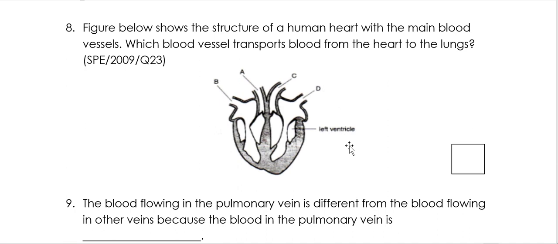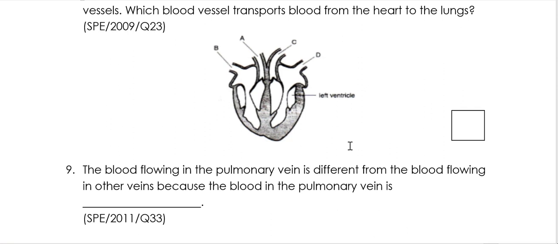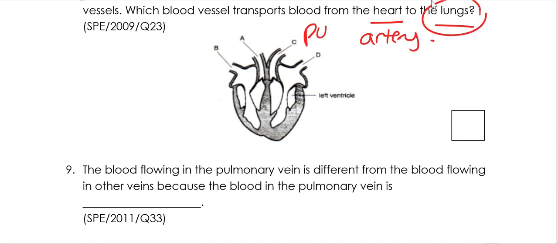Figure below shows the structure of a human heart with a main blood vessel. Which blood vessel transports blood from the heart to the lungs? So from the heart means away from the heart. And this should be an artery. And to the lungs, it's always called pulmonary artery. So the pulmonary artery is here, A.